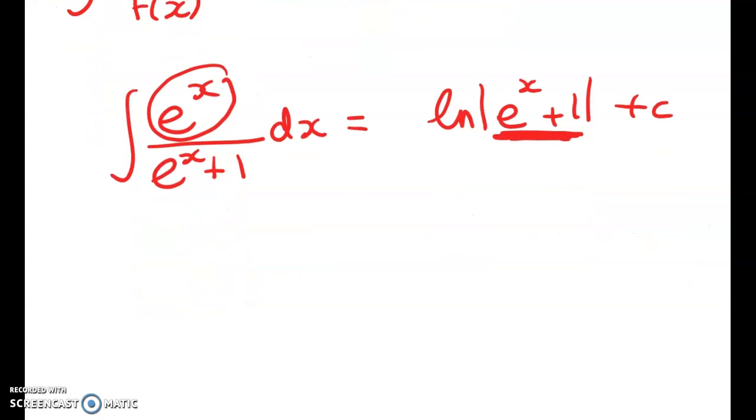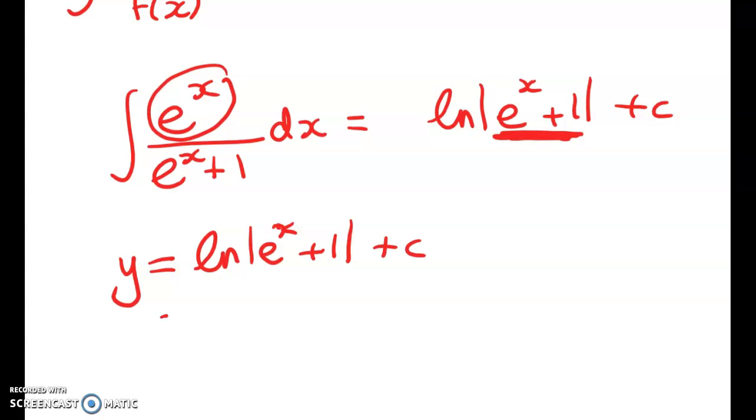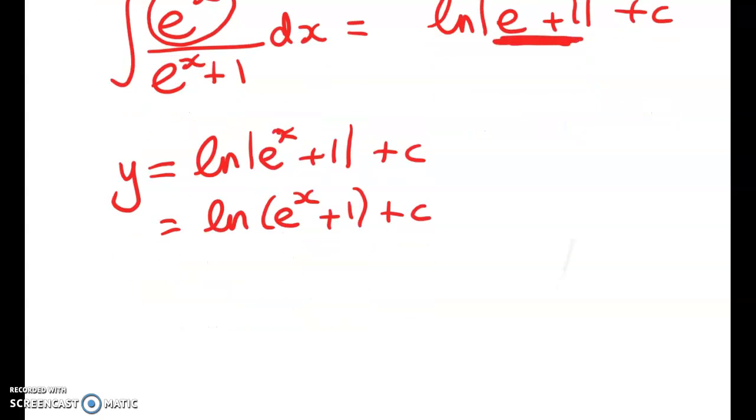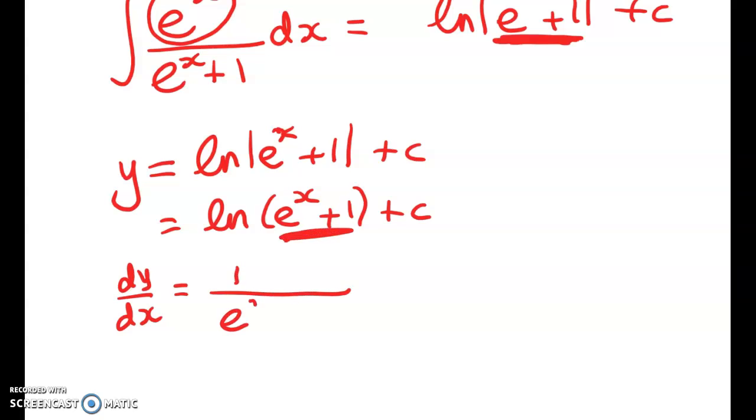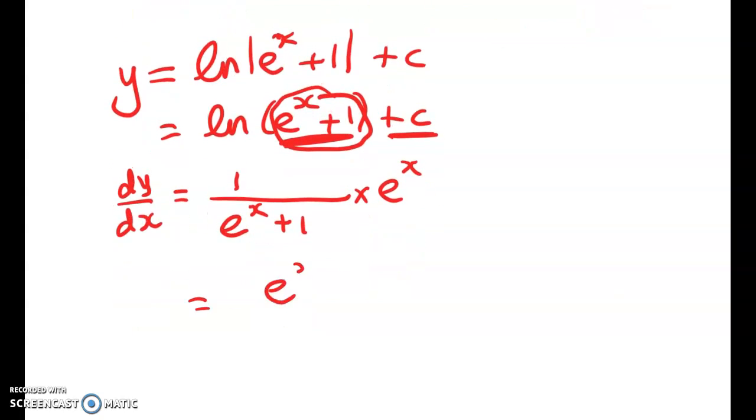Now just to check how that's come about, let's look at if we had y equals the natural log of e to the x plus 1 plus c. Well, the first thing to notice here is that I can drop those absolute value signs because e to the x is always positive, and so e to the x plus 1 is also always positive. dy by dx is going to equal 1 over the blob, times the derivative of the inside function. And when we differentiate the plus c, of course, we get 0. So we end up with exactly what we wanted.